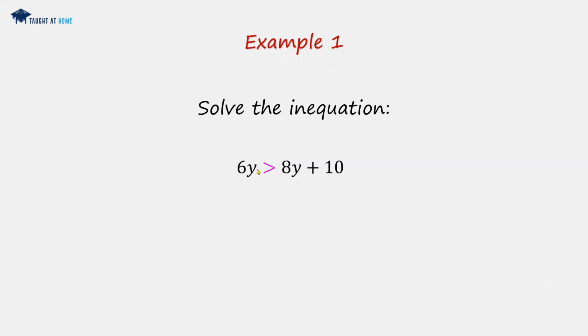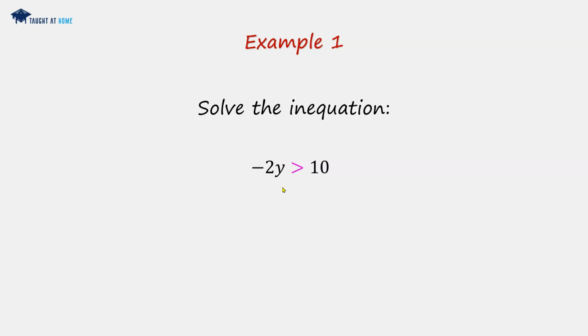Solve the inequation 6y is greater than 8y plus 10. So let's start doing this like we would a normal equation by getting the terms of y on the left hand side and the constants on the right. So we do this by subtracting 8y from both sides. 6y minus 8y is -2y. 8y and -8y cancel out, and we're left with -2y is greater than 10.